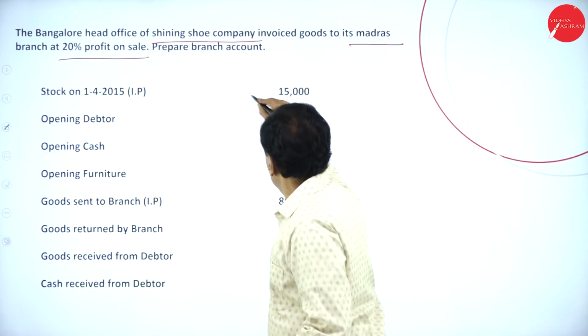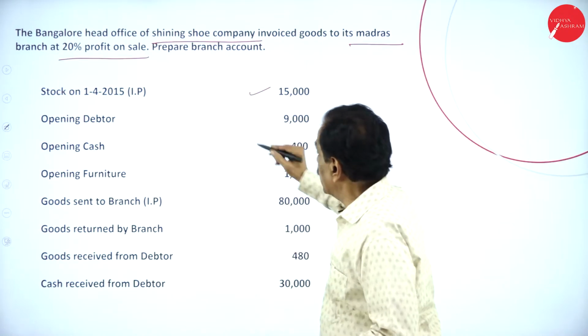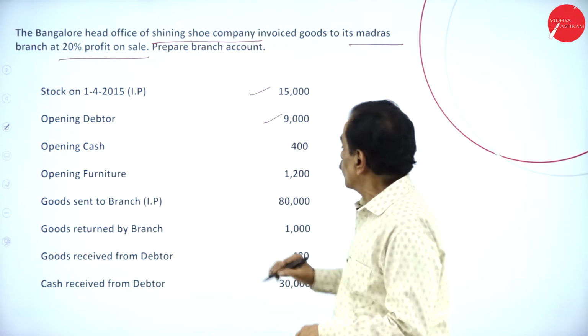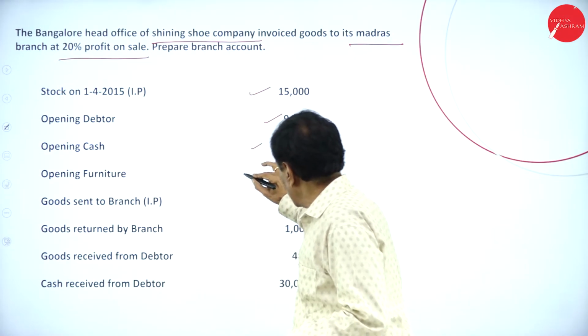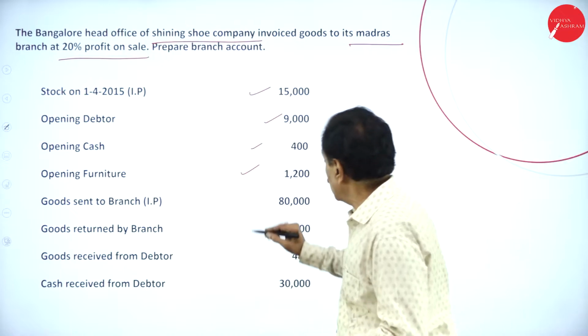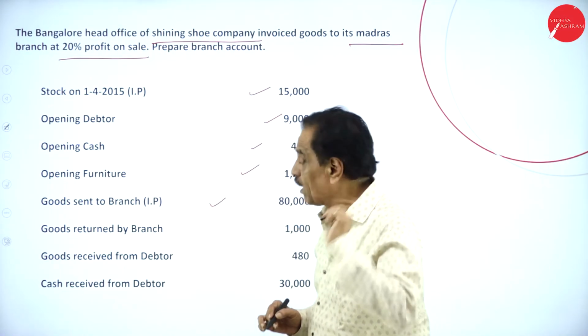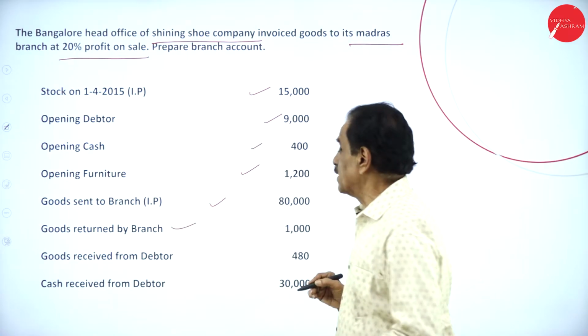Here, opening stock is 15,000. Opening stock will come on the debit side of the branch account. Opening debtor, debit side. Opening cash, debit side. Opening furniture, debit side. Goods sent to branch, debit side. IP means invoice price, which includes the profit. Goods returned by the branch on the credit side.